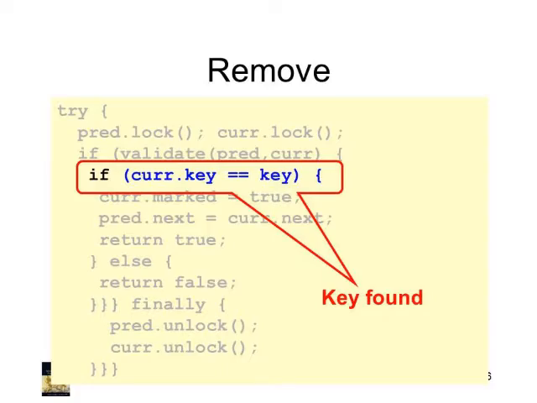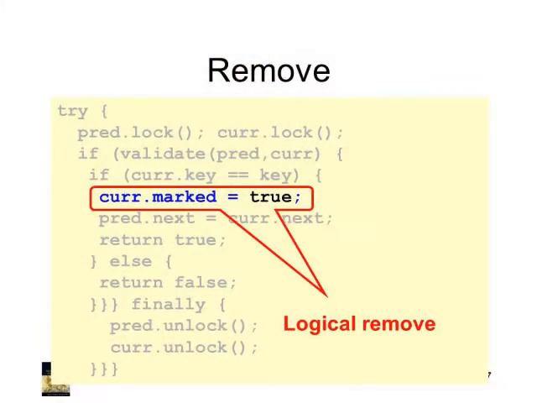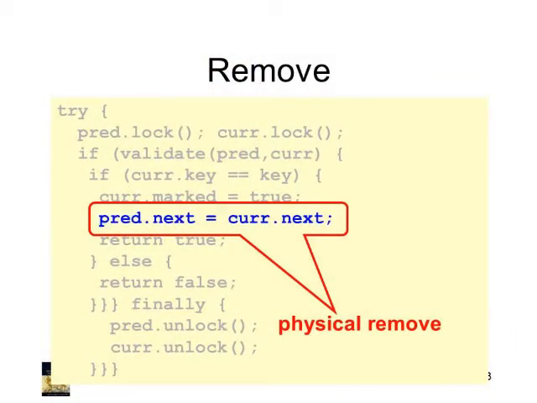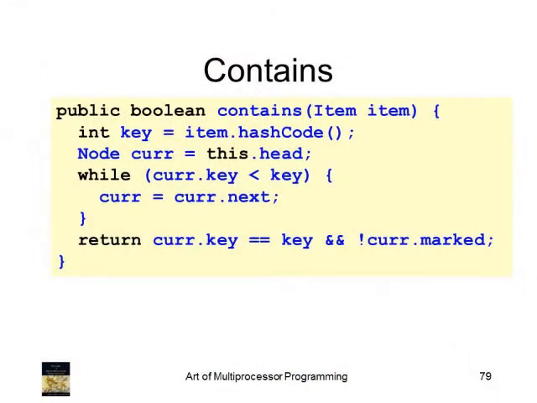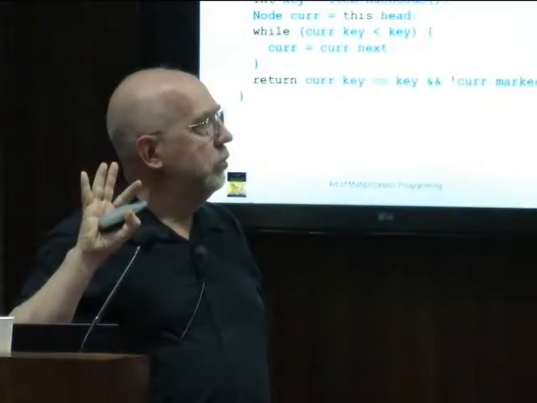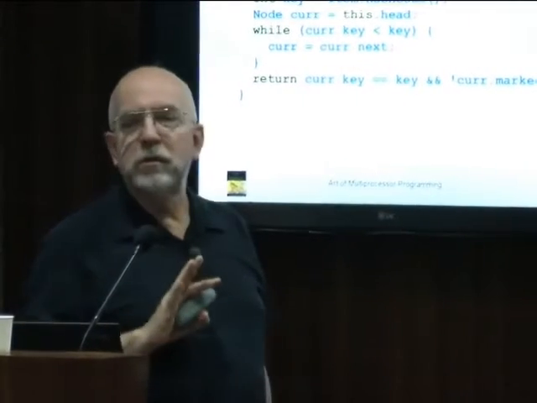If you found what you're looking for, then do the logical remove. Do the physical remove by changing the pointers, and then return true. So translating the pictures to code here is really quite straightforward.